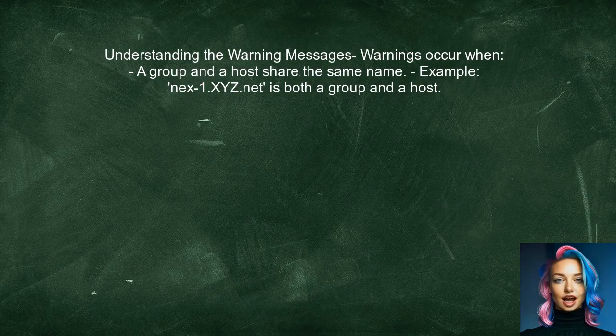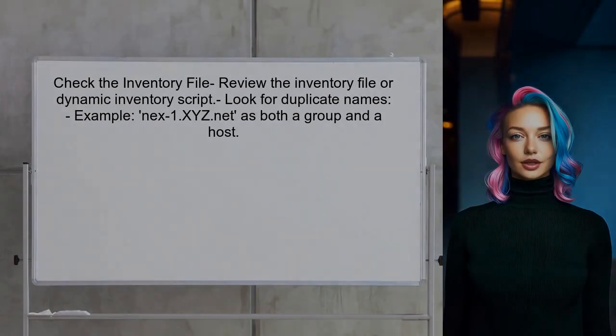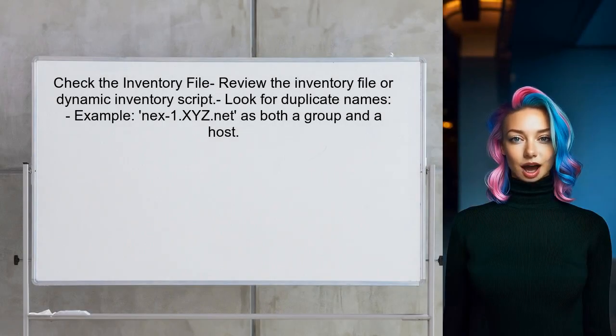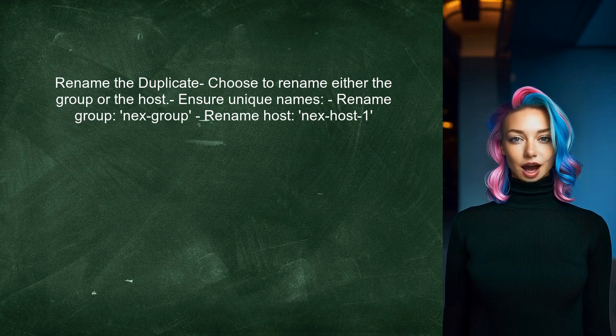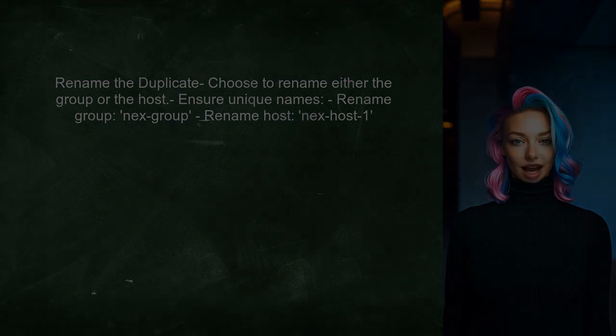To address the warning messages, the user should first understand that these warnings occur when both a group and a host share the same name in the Ansible inventory. This can lead to confusion during playbook execution. The next step for the user is to check the inventory file or the dynamic inventory script. They should look for any duplicate names and decide whether to rename the group or the host to eliminate the conflict. Once the user identifies the duplicates, they can rename either the group or the host. This will help to ensure that each entity has a unique name, which is crucial for Ansible to function correctly.